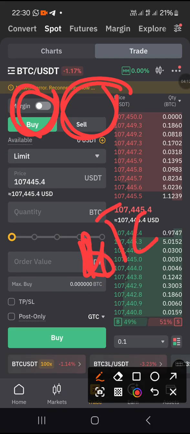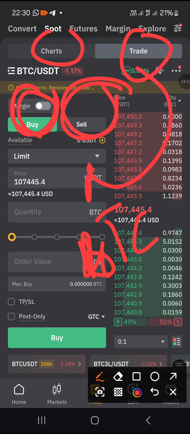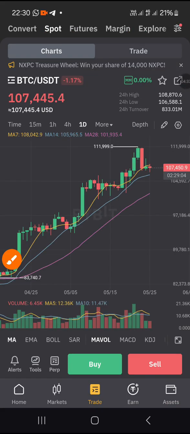All right, so that is it. Looking up here, you can see this particular place called chart, and this place is trade, which is where we are currently. This is chart, so we're going to look at this chart. This chart enables you to understand the particular coin that you're about to trade, or that you're currently trading, or that you are currently buying.